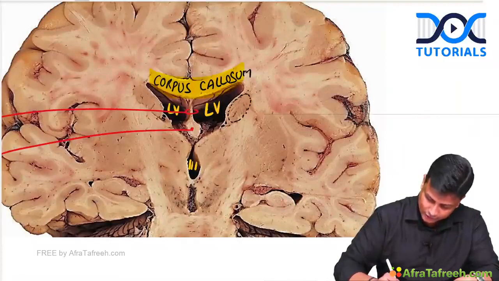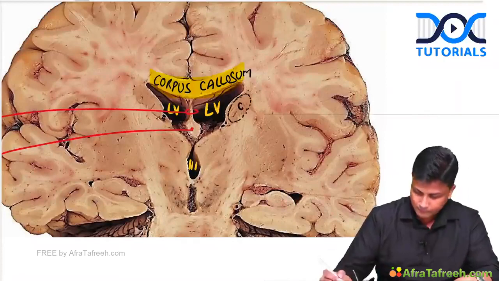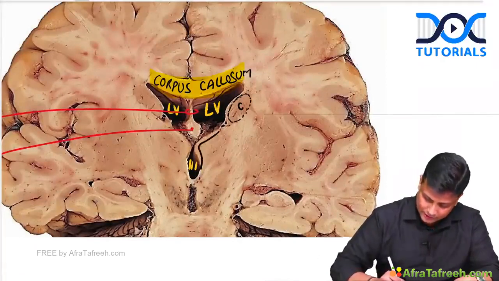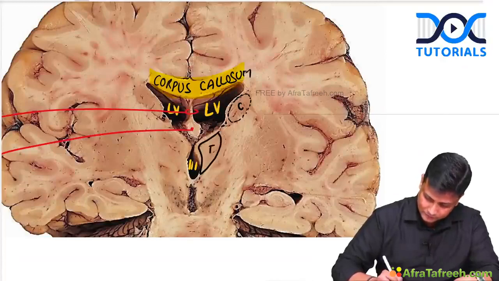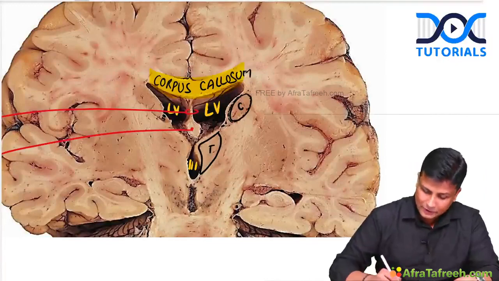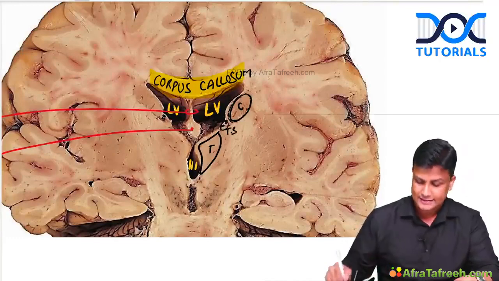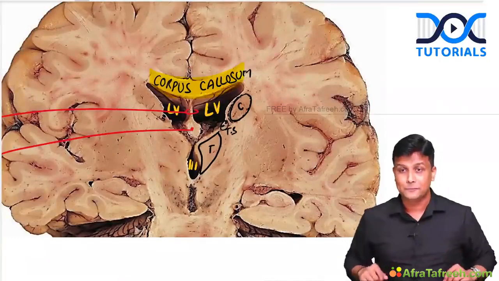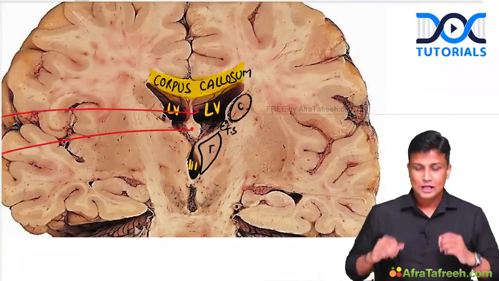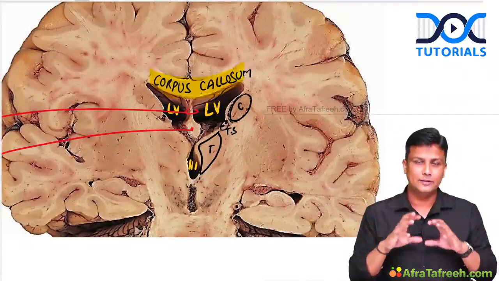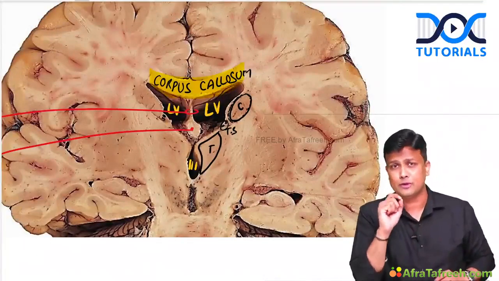This will be the caudate nucleus here. And just beneath here, this will be the thalamus here. So, the caudate nucleus and the thalamus. And between the caudate nucleus and thalamus, there will be a vein, and that is known as the thalamostriate vein. I'm just writing it as TS there. Thalamostriate vein, guys. So, there will be a caudate nucleus, then there will be thalamus. Between them, there will be the thalamostriate vein.